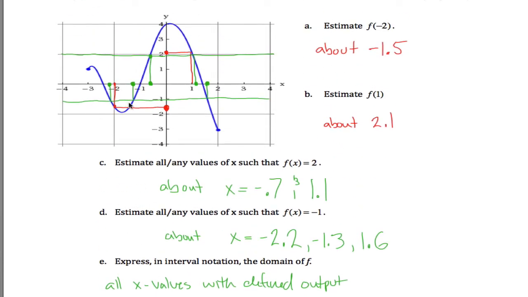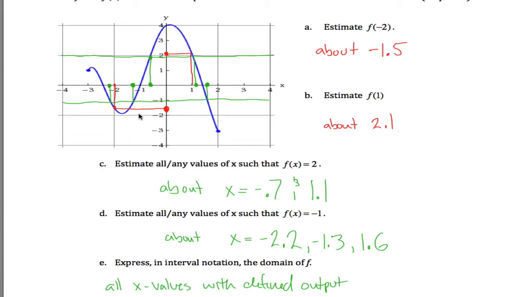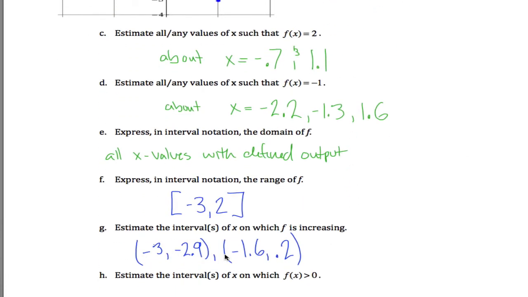And it looks like it's increasing all the way throughout here until we get to an x value a little more than 0. 0.1, 0.2, something like that. Let's call it 0.2. And is that all of them? See, it's increasing here, it's increasing here, and I guess that's it. It's never increasing again. So this would be my answer.